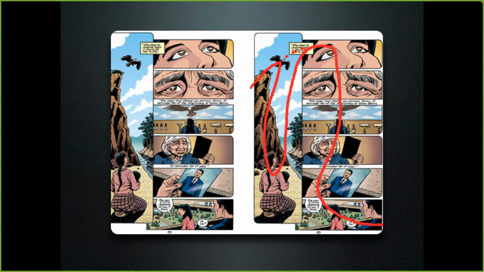So we have a flow. We come in and we have what we call hierarchy, a hierarchy of the imagery. Here we see the eagle is all by itself. So when we first look at the image, most likely we're going to look at that eagle and then look down and see the girl and then come back up to the next row of images and off again.